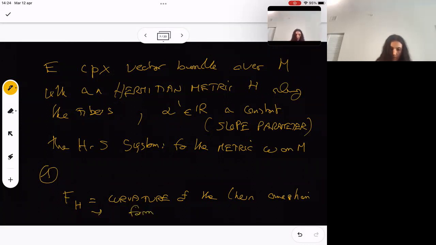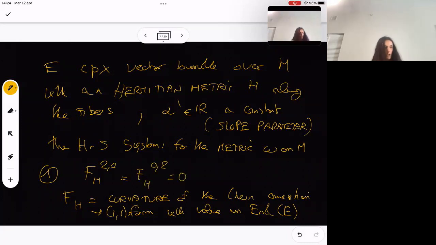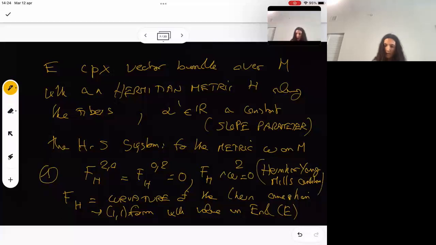In fact, it will be a (1,1)-form with values in endomorphisms of E, so that it makes sense to compute the trace of F_H, which we compute later. Anyway, here the condition is that the (2,0) part and the (0,2) part are vanishing. And also, not only that, it is what is called the Hermitian Yang-Mills condition. That means that if we do the wedge of F_H, wedge omega, wedge omega, this is zero. I will go back to this equation later because of its meaning in terms of the holomorphic bundle, in terms of stability.